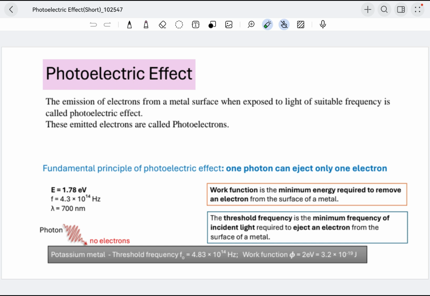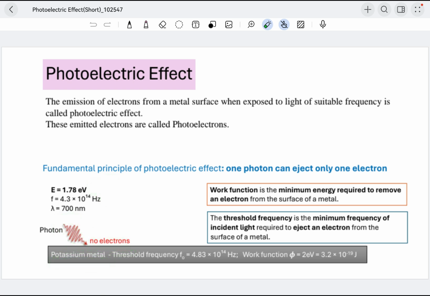That's it. Okay, let's discuss here. Suppose the energy of the photon is equal to 1.78 electron volt, whereas the work function of this metal is 2 electron volt. It means this photon is unable to eject any electron from this metal surface, because the energy of the photon is less than the work function of this metal. So no electrons.